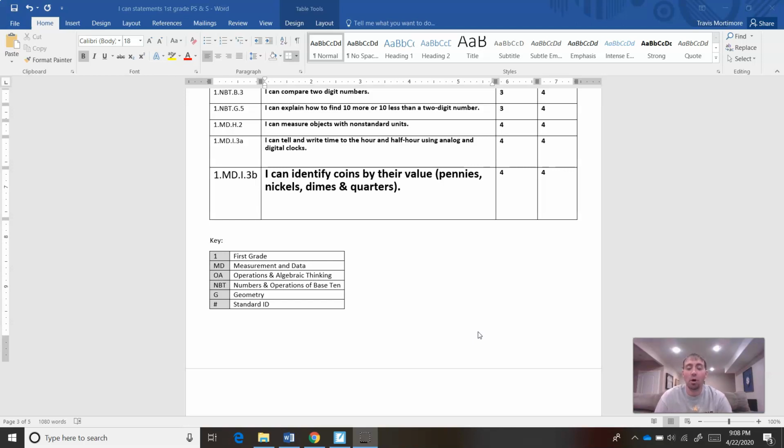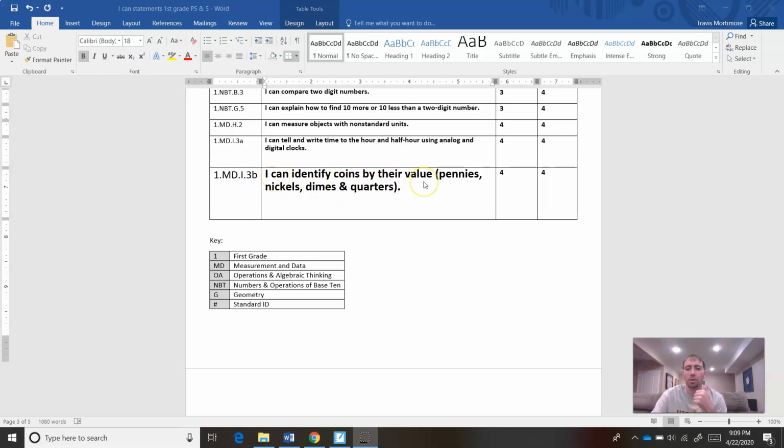Yesterday, we just finished up our unit on time. So we are done with time, which means we're going to shift into our next unit of study, which is coins. So if you look at our standard today, it's going to be MD.1.3B, and it's going to be that I can identify coins by their values.